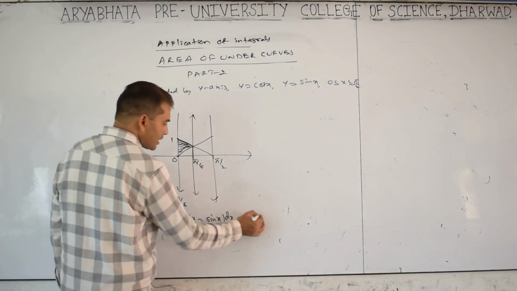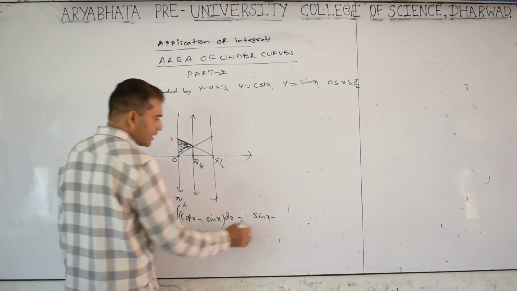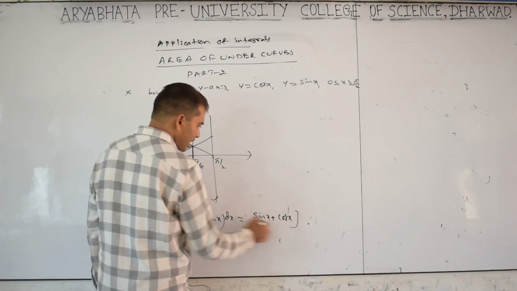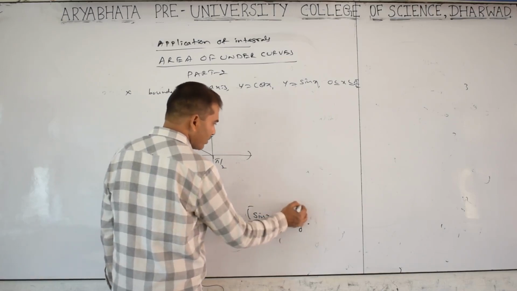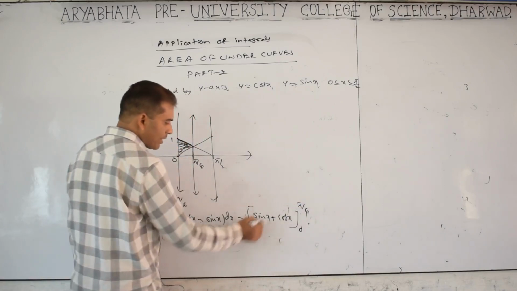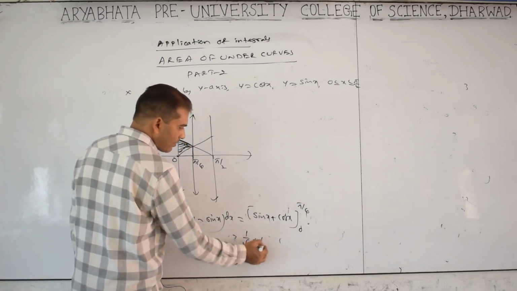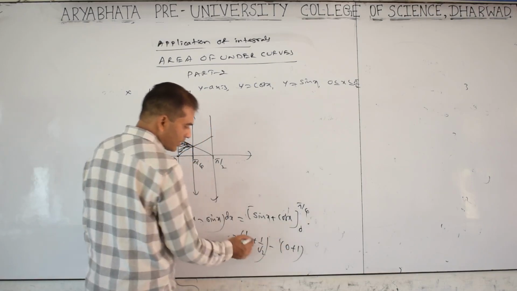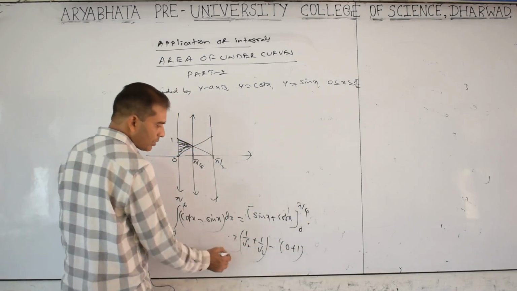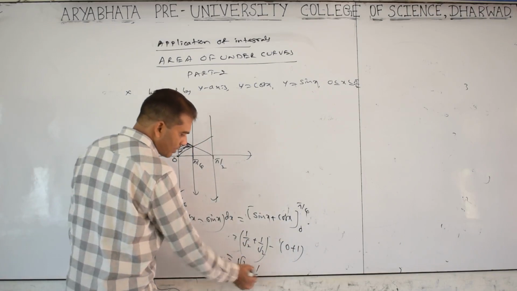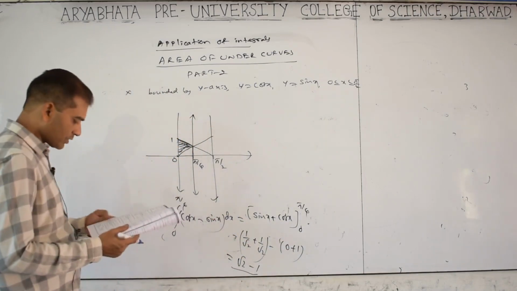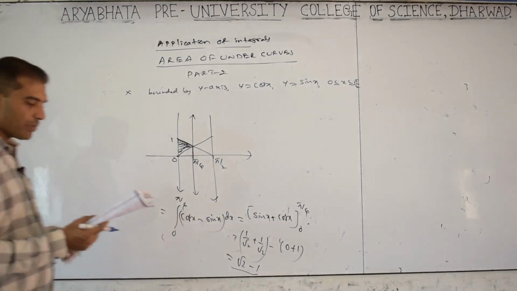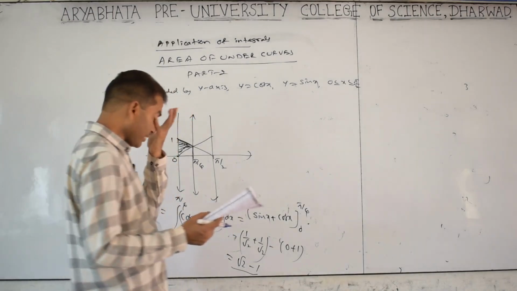The integral of cos x is sin x, and the integral of sin x is minus cos x, so we get sin x plus cos x, with limits 0 to π/4. Sin π/4 is 1/√2 and cos π/4 is 1/√2. For the lower limit, sin 0 is 0 and cos 0 is 1. So 1/√2 + 1/√2 = 2/√2 = √2, minus 1. The answer is √2 minus 1, the third option. These example problems are very important.